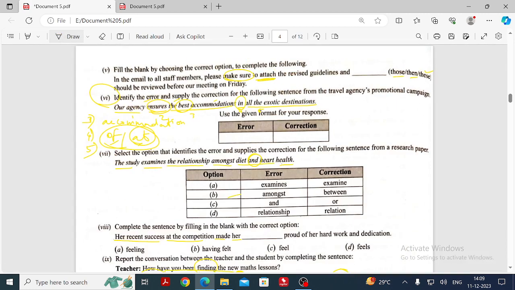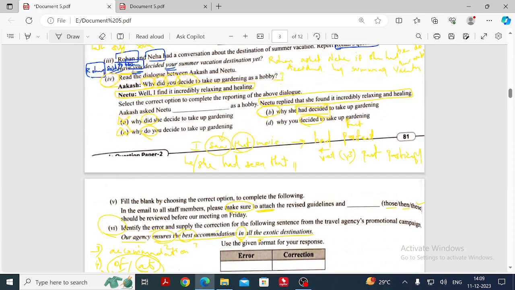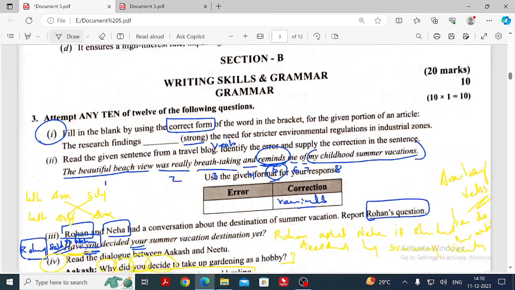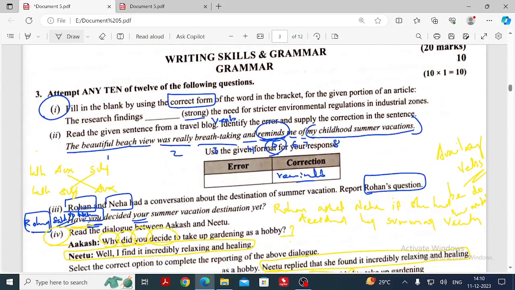And the next to that, the very first question, only one person made an answer. What is it, my dear? Strengthen. What does that mean? "The researchers' findings strong the need of a stricter environmental regulation in industrial zones", okay? Actually, we should increase the base of it, right? So we have to write the word "strengthen", the only option, that's it, okay?